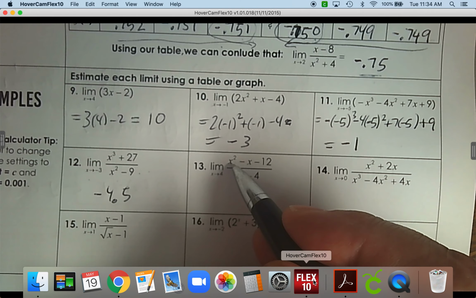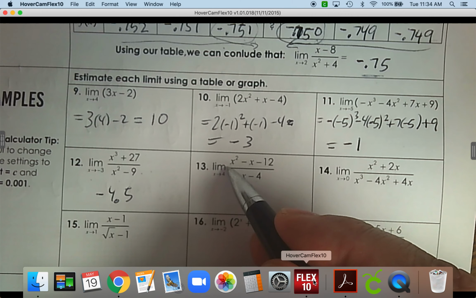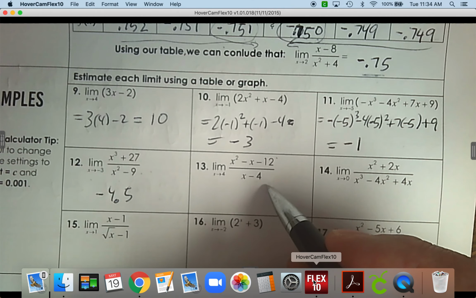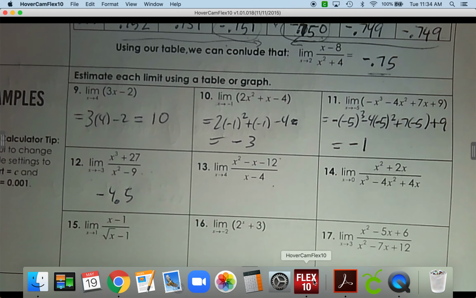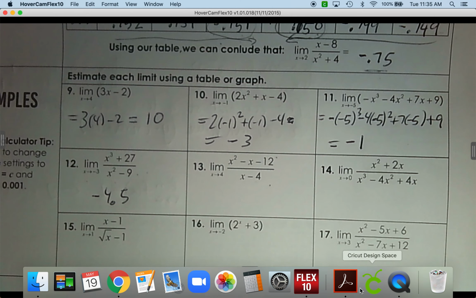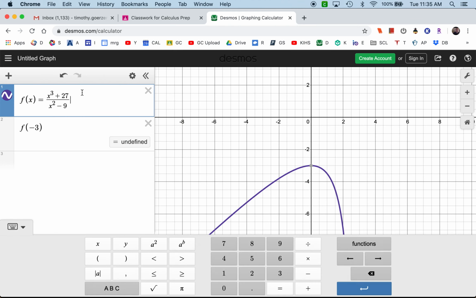Let's look at the next one. I'm going to plug in 4. Well, if I plug in 4 on the bottom, I get 0. And if I plug 4 in on top, I get 16, take away 4, take away 12. I get 0 over 0. Again, it's indeterminate. So I don't know what the answer is here. So I'm going to use my graph in this case to do it. Now, maybe I'll do a different way with the graph this time. So let's go to our graph and type it in. So I have f of x here.